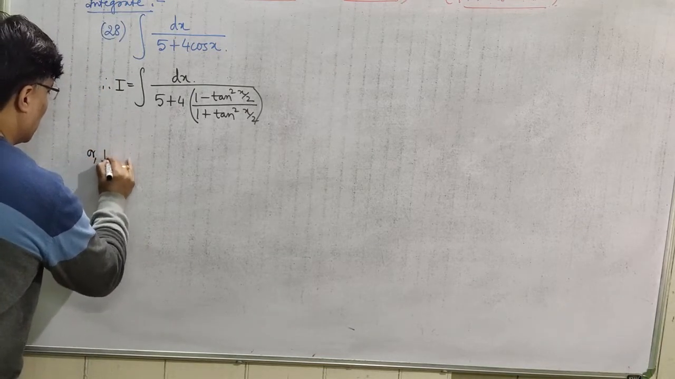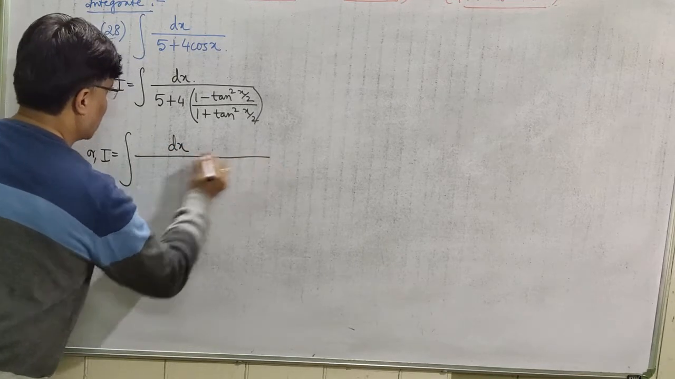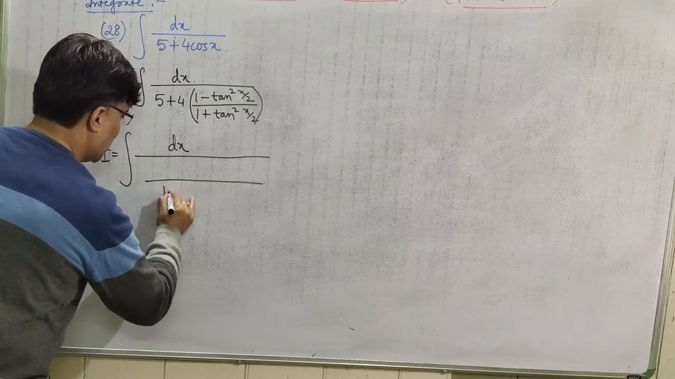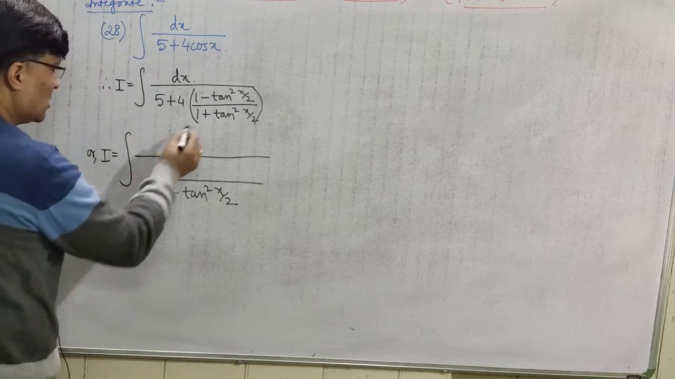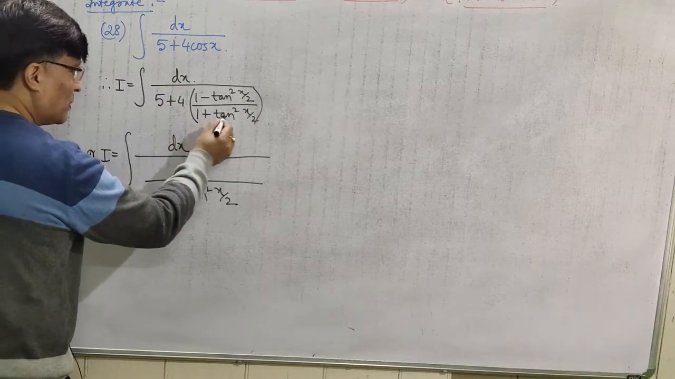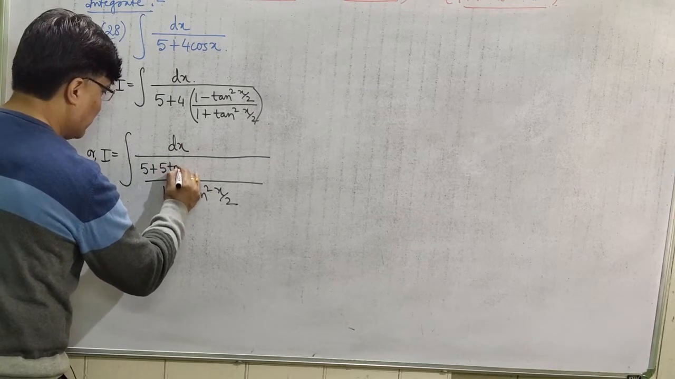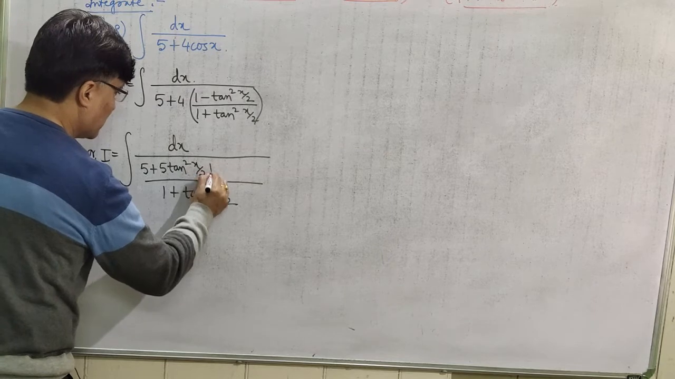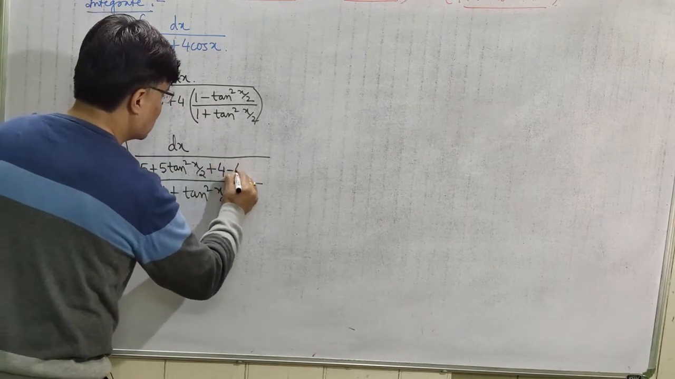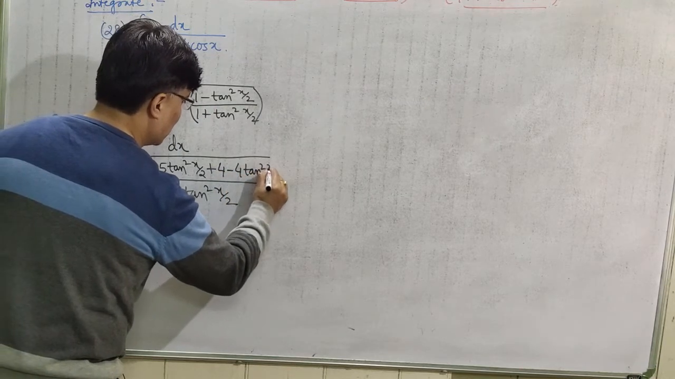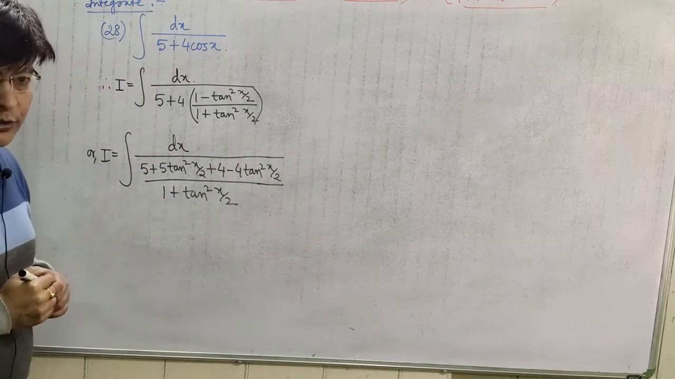Okay, so I is equal to the integration of dx divided by, what's the LCM here? It is 1 plus tan square x by 2, right? So now you have to multiply this 1 plus tan square x by 2 by 5. So 5 ones are 5 plus 5 tan square x by 2 plus, now let us multiply by 4. 4 ones are 4, and minus, this is 4 tan square x by 2. So I think you have understood it.